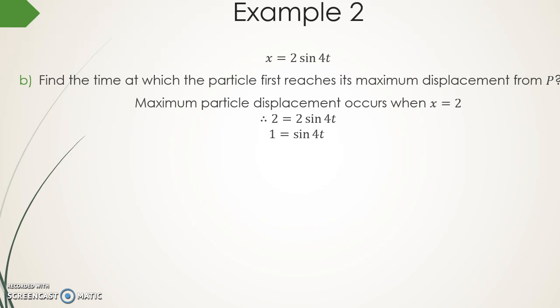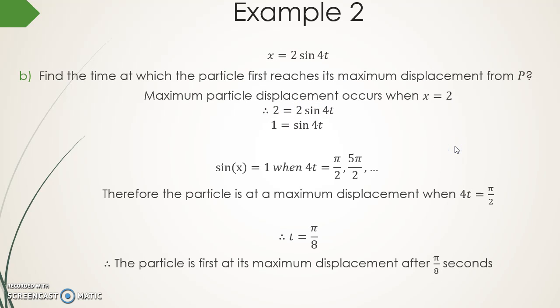The second part of the question was to find the time at which the particle reaches its maximum displacement. So again, the maximum displacement for this function, as we saw from our graph, was 2. The maximum value of sine 4t is 1, and 2 times 1 is 2, so that's our maximum displacement. So maximum displacement occurs when x equals 2, so 2 equals 2 sine 4t. Divide both sides by 2, and we get 1 equals sine 4t.